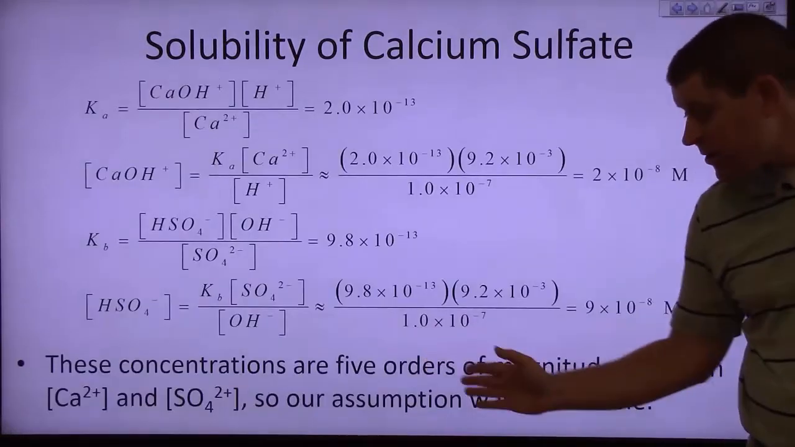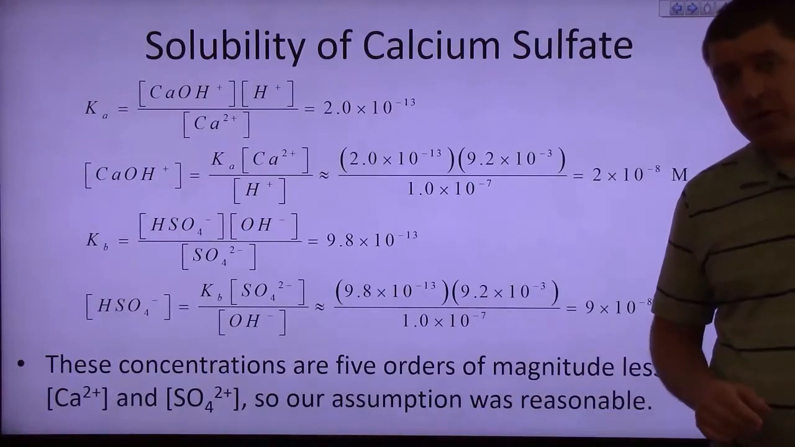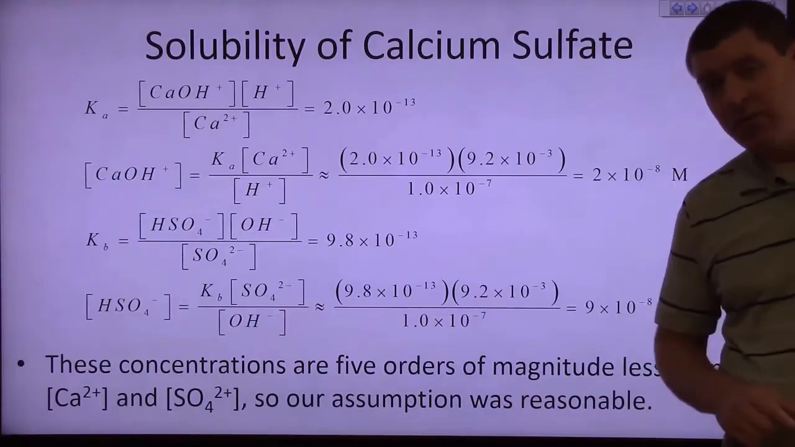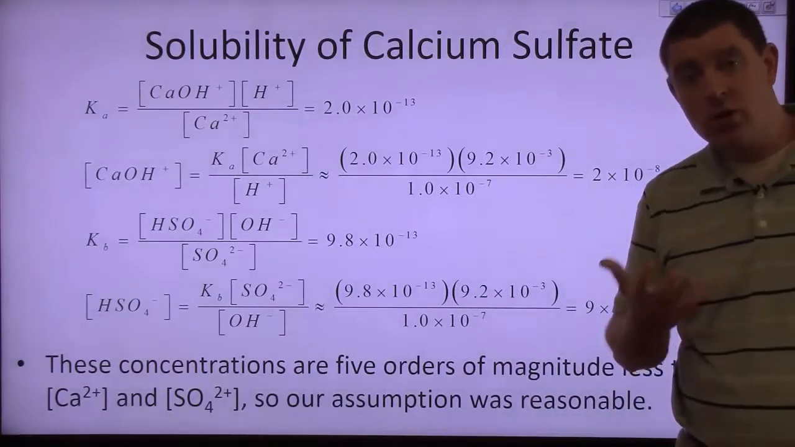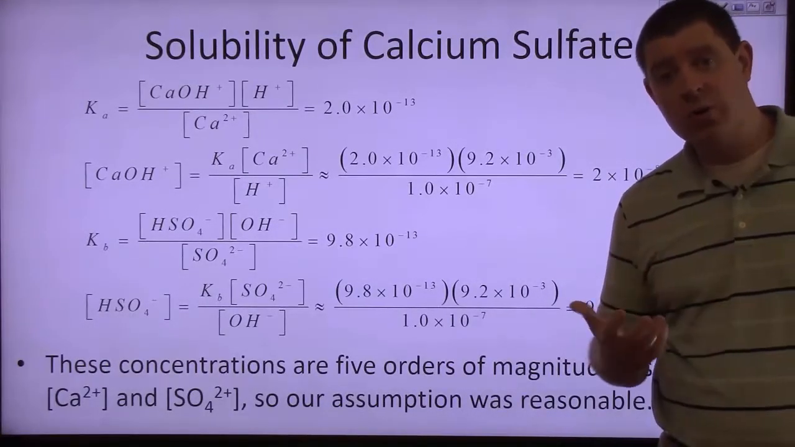So again, these concentrations are 5 orders of magnitude less than the concentrations for calcium ion and sulfate ion, and that means that our assumption was, in fact, reasonable. Anything beyond 2 orders of magnitude, or including 2 orders of magnitude, is going to be fine, because 2 orders of magnitude would be 1% of the concentration.